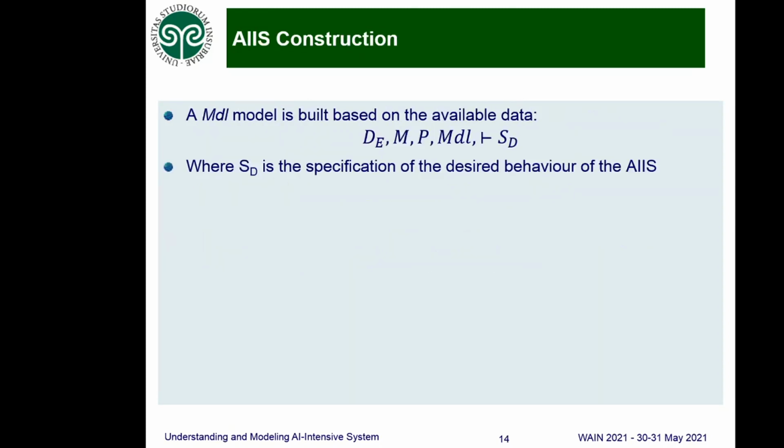When building an AI-intensive system, we derive a model MDL based on the available data. So, in the entitlement, we have D instead of E. SD is the description of the desired behavior of the AI-intensive system. Now the point is, how good is SD? Is the SD that we are able to build?